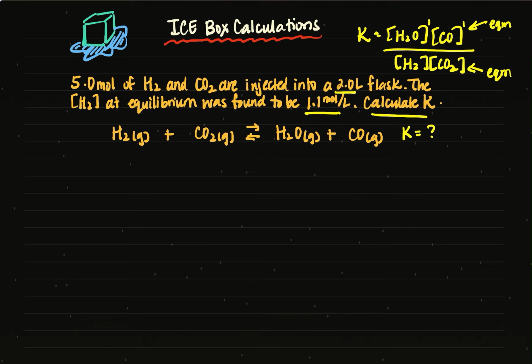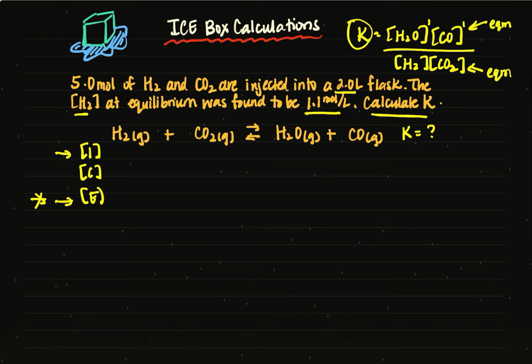So how are we supposed to do that? Well, I know a little bit of information about the hydrogen at equilibrium, but I don't know anything else. So I'm going to use an icebox or an ice chart to figure out my solution. ICE stands for initial, change, and equilibrium. This is actually what I want, the equilibrium concentrations. Remember, that's what I'm going to have to plug into my K formula.